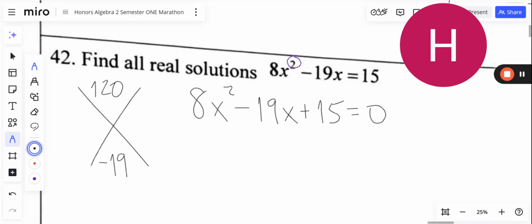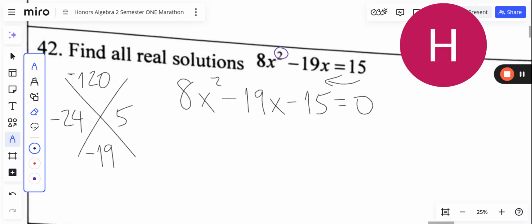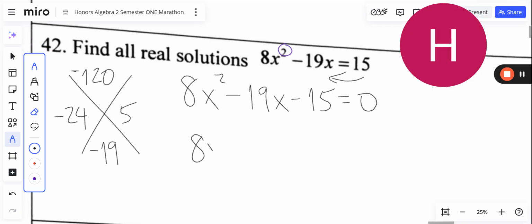Okay, so my first thought was off. What I was off with is not subtracting the 15 on the other side. Remember, this is minus 15. So this is minus 120. Okay, good. My numbers work then. Negative 24 times 5 is negative 120, and negative 24 plus 5 is negative 19.